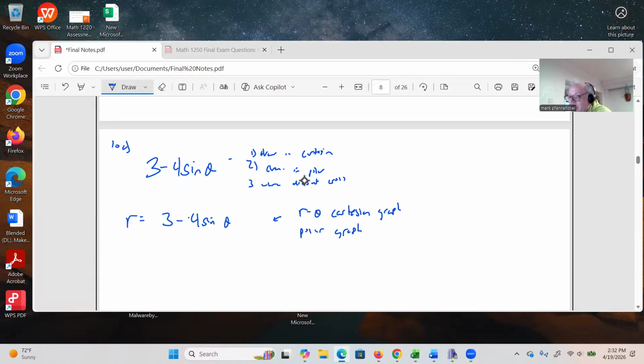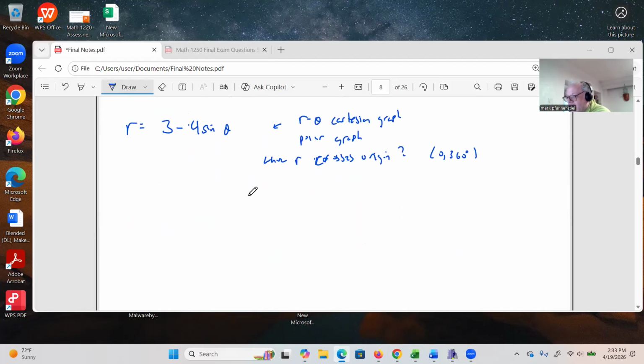Okay. And in this case, it will be necessary to determine where r crosses the origin. Where does r cross the origin? Where it enters the origin, between 0 and 360 degrees. Okay. So we're going to go ahead and figure that out. All right. The problem we have here is 3 minus 4 sine theta.